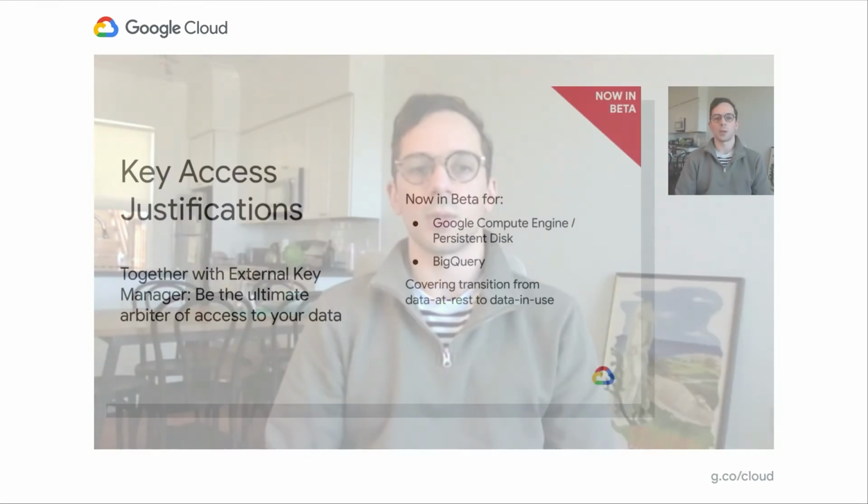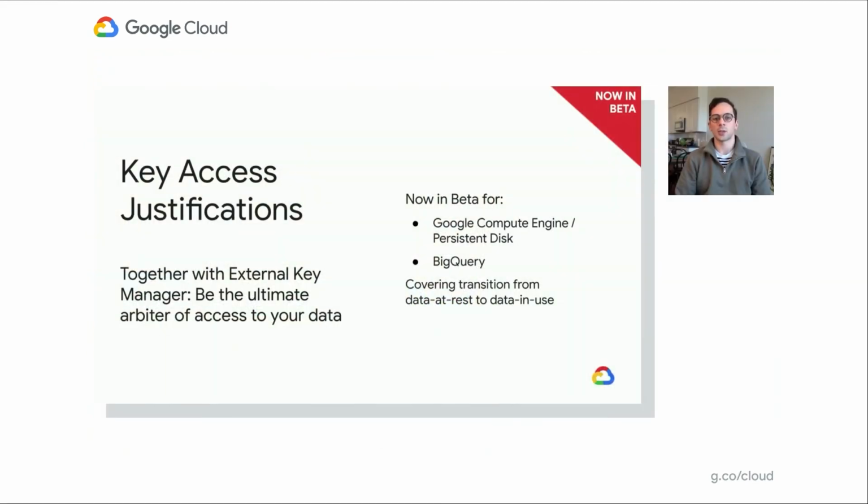So what we're excited to announce today is that Key Access Justifications is now in beta for Google Compute Engine, Persistent Disk, and BigQuery, covering the transition from data at rest to data in use. And the exciting part about this software is that when you use it together with External Key Manager, you can become the ultimate arbiter of access to your data. And this works together with the integrity commitments that are contained in our privacy website as well. So you know that Google doesn't have any kind of backdoor access or other ways of getting access to your data. It really works the way it's described. We need to come to you and query your external key manager to decrypt your data, and we give you a reason when that decryption happens that you can use to determine whether or not to grant us access.